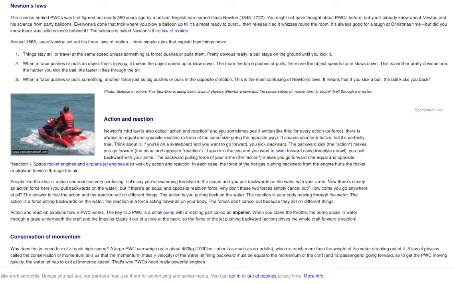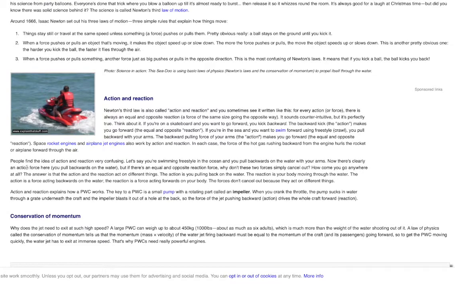That's where he gets into the space rockets, trying to help you understand jet skis. Space rocket engines and airplane jet engines also work by action and reaction. In each case, the force of the hot gas rushing backward from the engine hurls the rocket or airplane forward through the air. People find the idea of action and reaction very confusing.